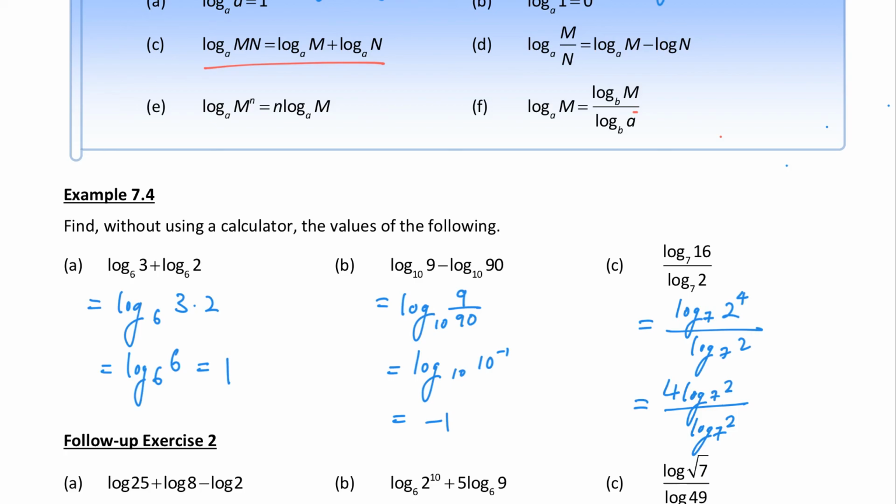Remember I mentioned, if I want to simplify it, for this kind of question, log over log, I will use the method of elimination. After changing 16 to 2 to the power 4, I find a common term, I can cross it out, and 4 remains. So you may do the following exercise too, and let's discuss. If you have any difficulty, let's discuss during our lesson.